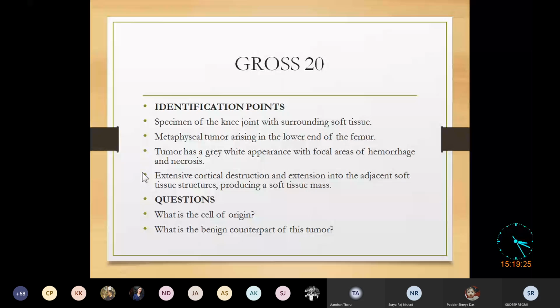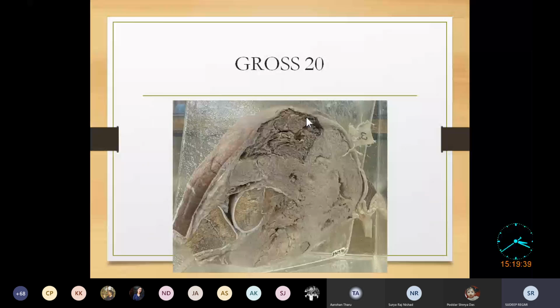Is this clear? So in this specimen, there is a gray white mass which is arising from the metaphysis of the distal part of the femur, and it is invading into the surrounding soft tissue. See here, and there are areas of hemorrhage and necrosis. Although due to the fixation for a long time, we can't see those areas, but here you can see areas of necrosis also.